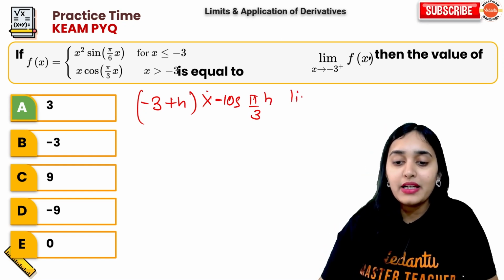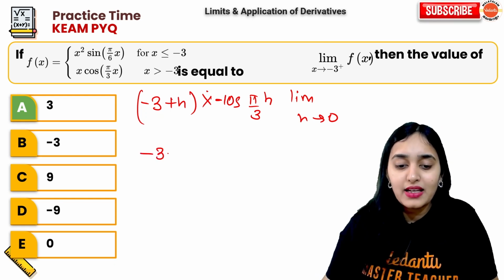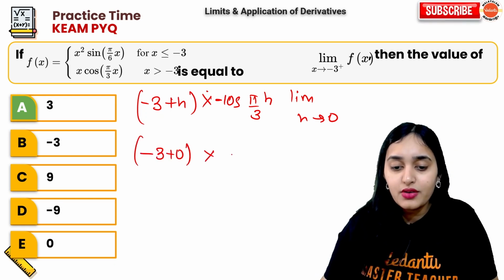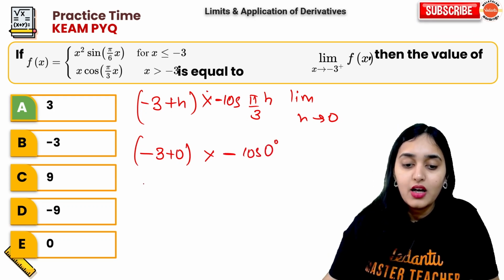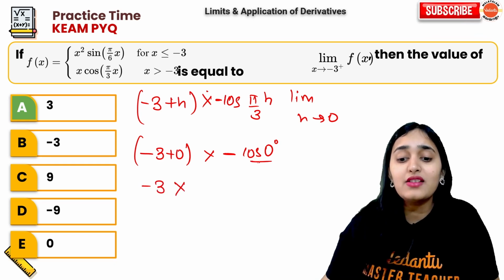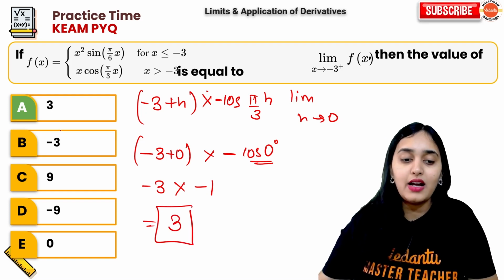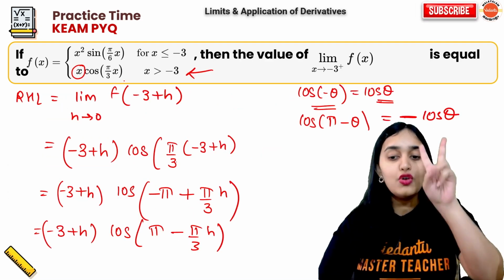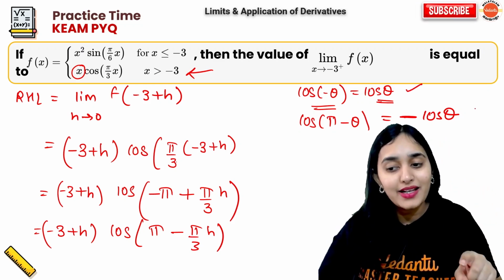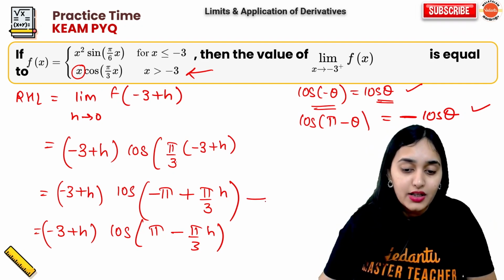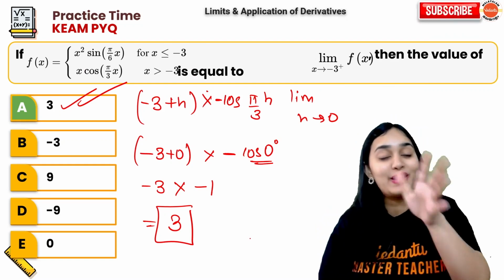Now we put limit h tends to 0. So now we put h is equal to 0. So we get minus 3 plus 0 into minus of cos 0 degree. So this is minus 3 into, what is cos 0 degree? 1. So minus 3 into minus 1, 3. So this is your answer. Understood? So two formulas used here. Cos of minus theta is cos theta. Cos of pi minus theta is minus cos theta. So therefore, from here to here, we have to use two formulas of trigonometry.